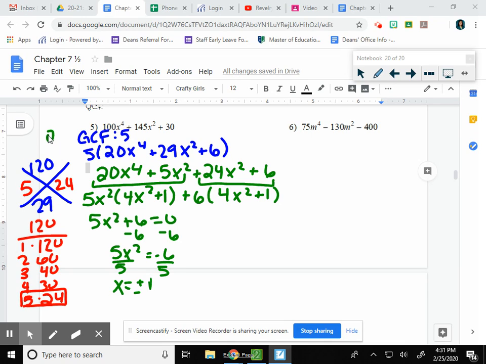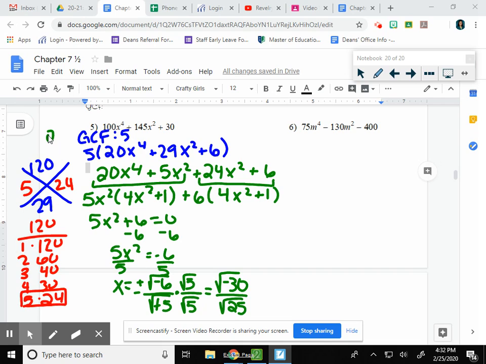So I have plus or minus the square root of negative 6 over the square root of positive 5. So you have to rationalize the denominator here. Multiply by root 5 over root 5. So I go straight across the top, and I get the square root of negative 30. And on the bottom, I get the square root of 25.